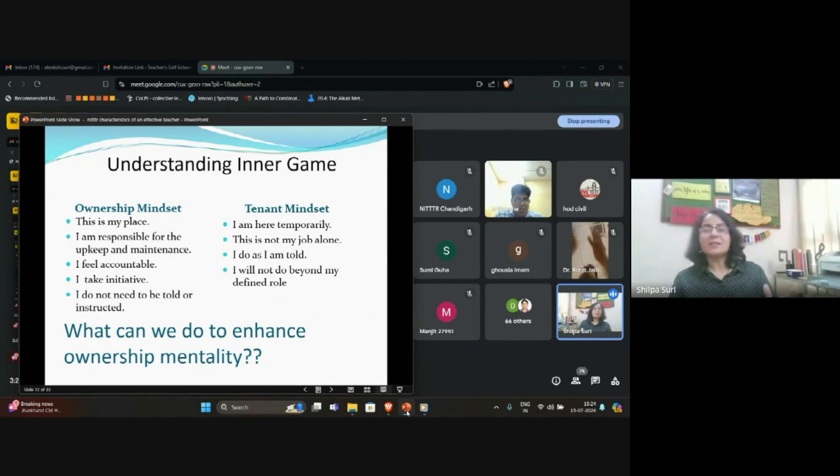Right? Tenant mindset kya bolta hai? Tenant mindset says that I would do only that which has been told to me to be done. I would not go beyond my defined role. I will only do my job and nothing beyond that. Right? So it's a very short-term kind of a mindset. Like as if you're staying in someone else's house. So I will not buy any good furniture. I'll not put a painting here, etc. That is called as tenant mindset.